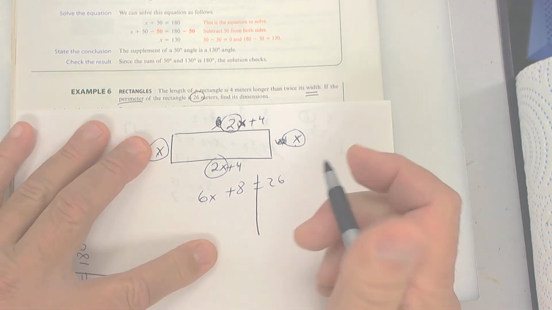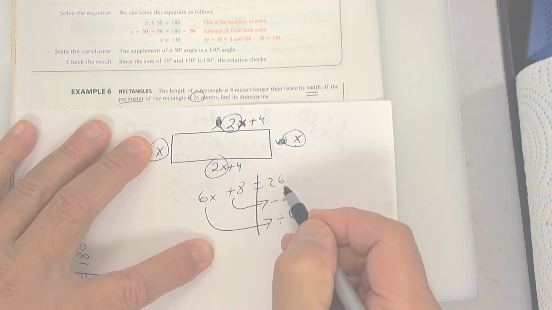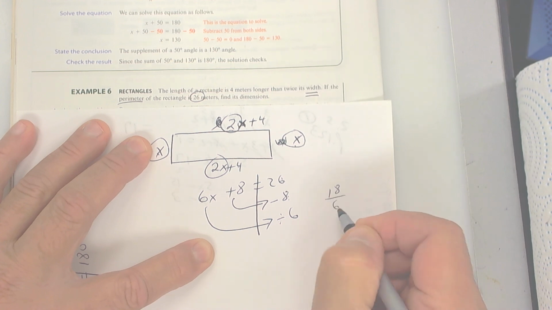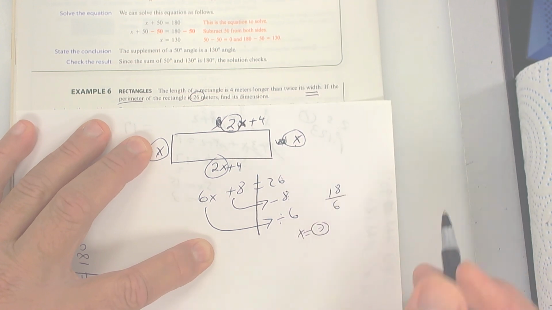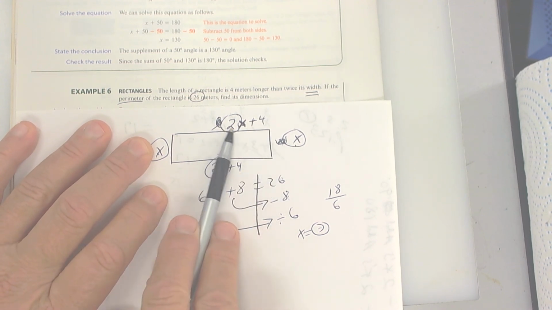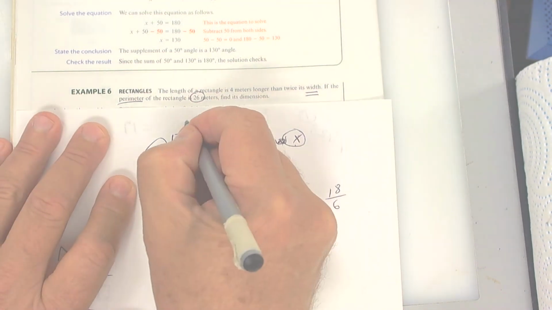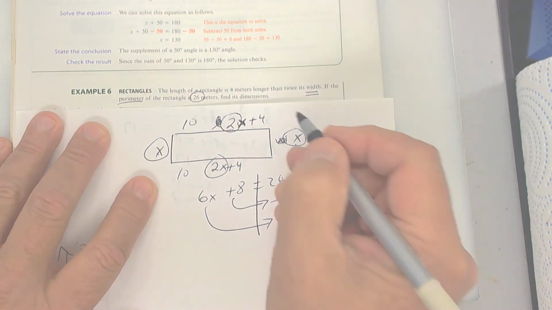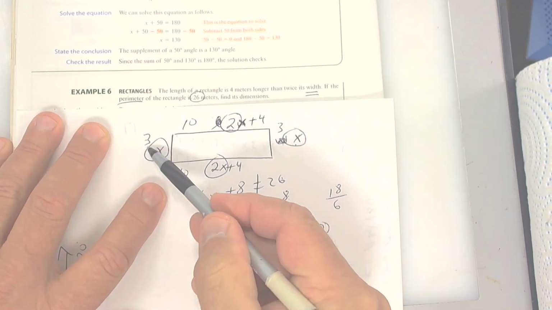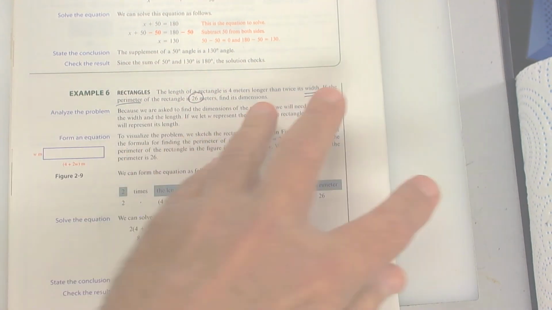And now what you're going to do is subtract 8 and then divide by 6. So when you subtract 8, that's 18, and 18 divided by 6 is 3. So you get 3 for the X. So the width is 3. This one is 2 times 3 is 6, plus 4 is 10. So this one is 10, 10, 3, and 3. Let's add it up. That's 23, 26. So that works. Okay? Let's see if there's anything else.